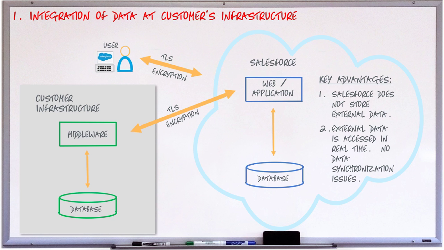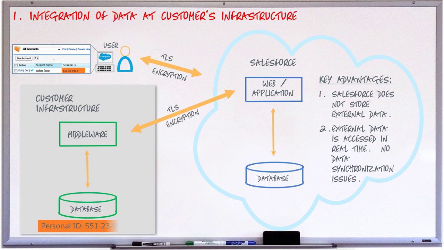Let's take a look at the user interface at the upper left-hand side of this presentation. The Salesforce user interface can present some data stored at Salesforce and some data stored at the customer infrastructure. In this example, the personal ID is from the database at the customer infrastructure, and the account name is from the Salesforce database.